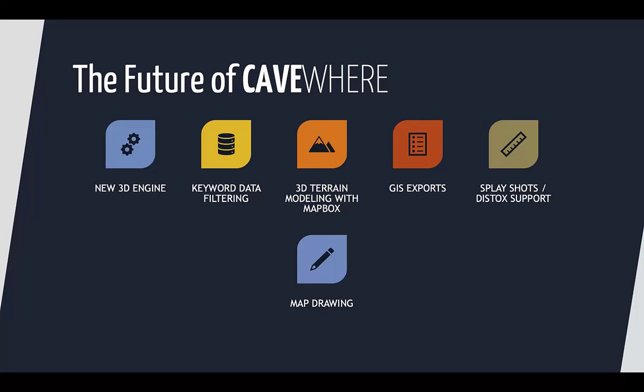Also, in the next version, I'm going to work on adding 3D terrain modeling and satellite imaging with Mapbox. And this is going to be really straightforward. You don't have to gather data or enter anything. Basically, you just have to enter the location of your entrance, and hopefully it will pull everything in and visualize that, assuming you're connected to the internet. And of course, if we get 3D modeling and satellite images, GIS exports is the next obvious step.